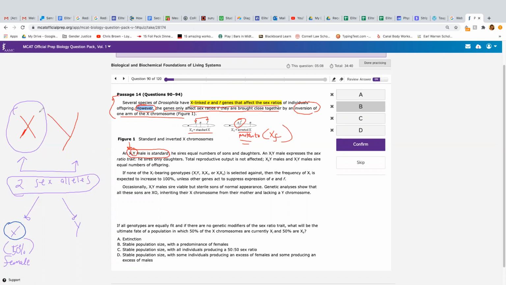So if, for example, this male was an XF, right, the mutant gene associated with the sex ratios discussed in paragraph 1, that male would have a 50% chance of passing that gene along to a female offspring. However, a 0% chance of passing it along to a male offspring.